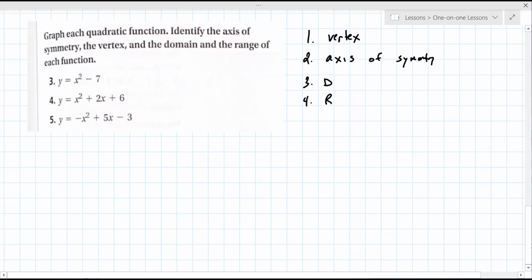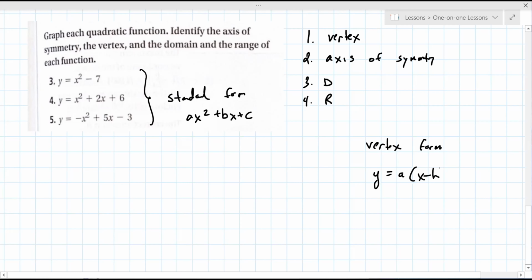Actually, all 3 of these are in what's called standard form, which is this ax squared plus bx plus c form. The form that we talked about in the previous one, the vertex form, is y equals a(x minus h) squared plus k. Depending on the form that it's in, there's sometimes a preferred way of doing the questions. So everything we do here for 1 through 4 will be based on the fact that it's in standard form, whereas you might do it differently if it was in vertex form.